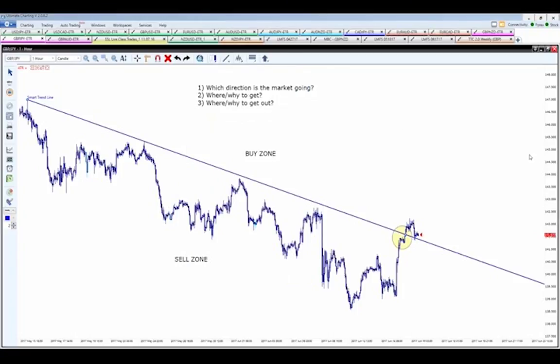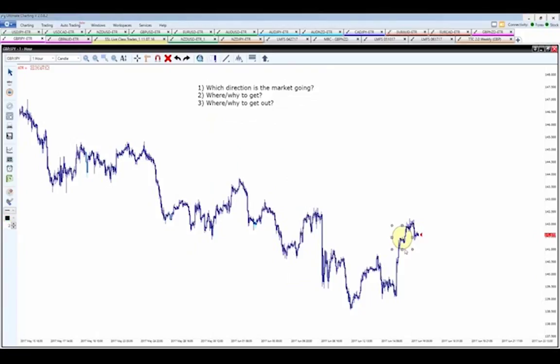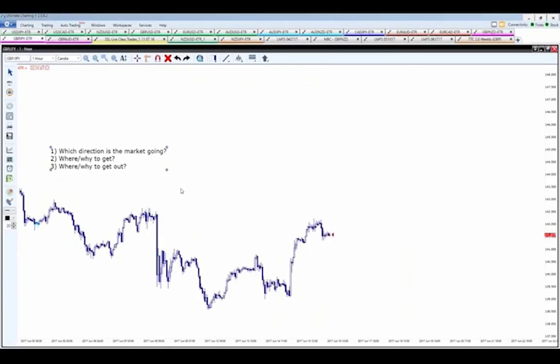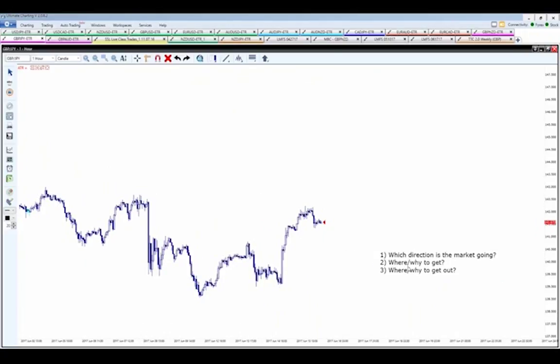We'll go into some detail and explain all that as well, but I don't really have a lot of time to go into all those details. You'll get videos showing you in detail how to do that. So we've answered question number 1, which direction is the market going? What I'm going to do is zoom in right now. And we need to answer questions number 2 and 3. Where and why to get in, where and why to get out.